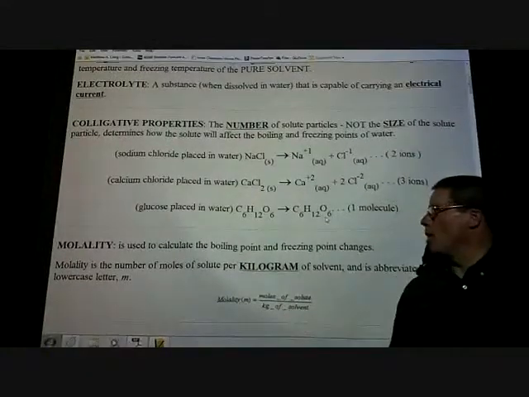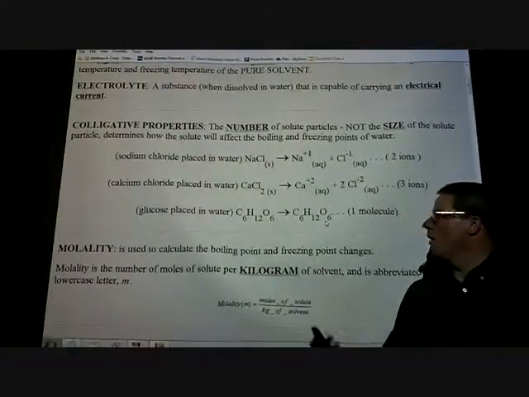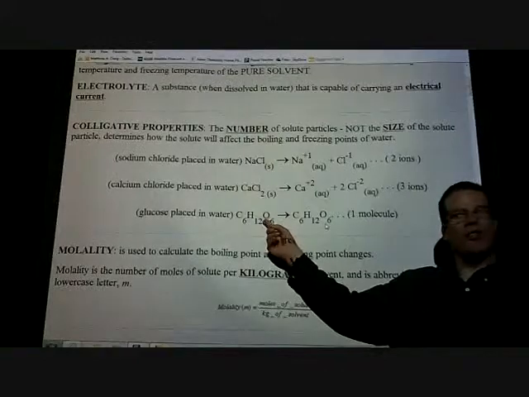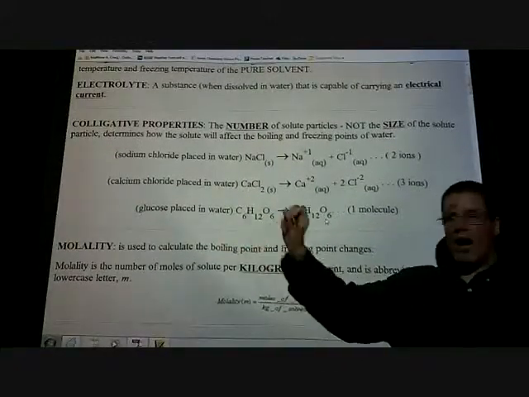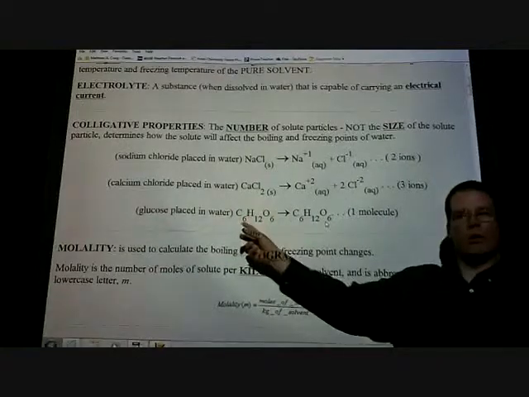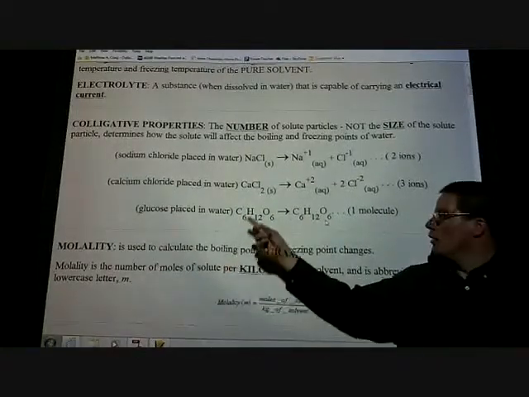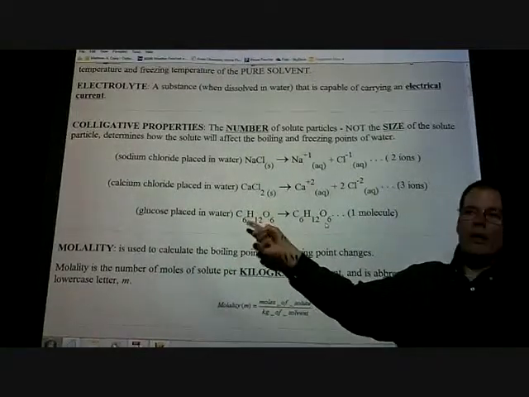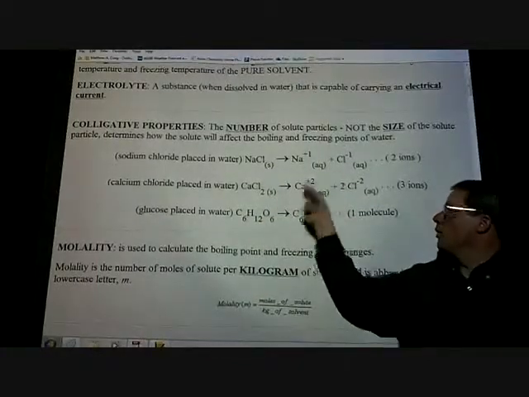Glucose. It's a sugar, one of the most common sugars that we probably talk about. But this stays together. The carbons don't break off, and the hydrogens and the oxygens don't leave either. So it stays as a molecule. It's a molecular compound. So when we place this into water, it'll dissolve, but it will not dissociate.